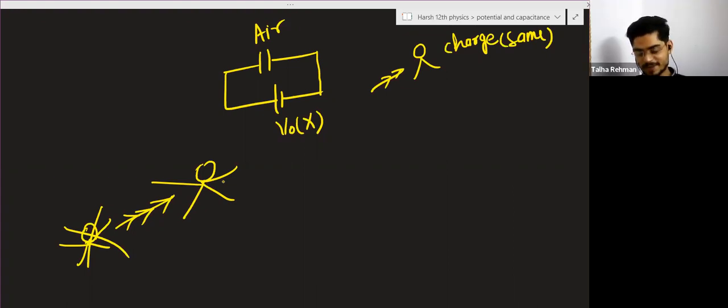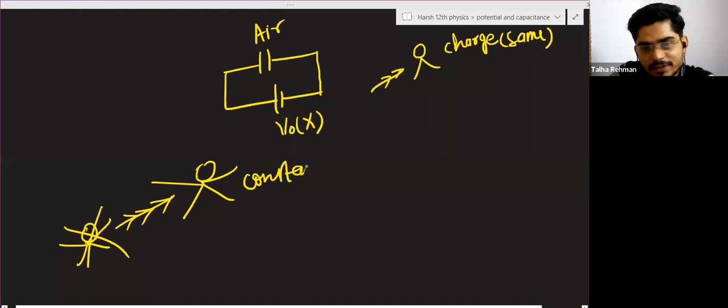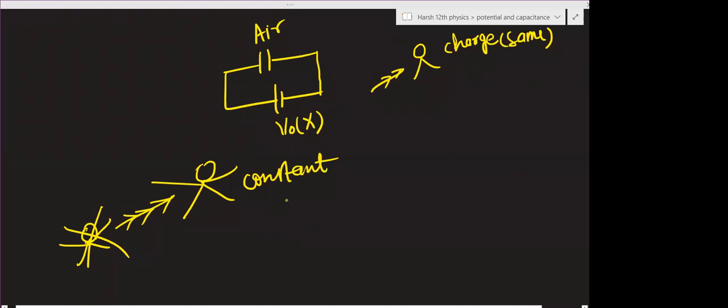Constant. Someone is giving energy, and now he is no more there, so the energy is constant, right? Energy is still there.